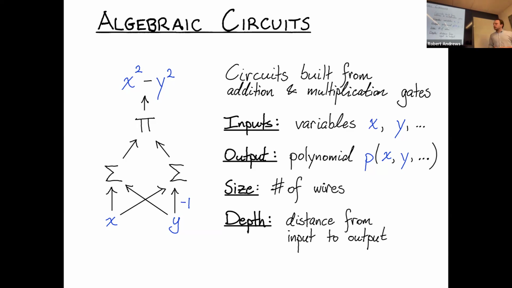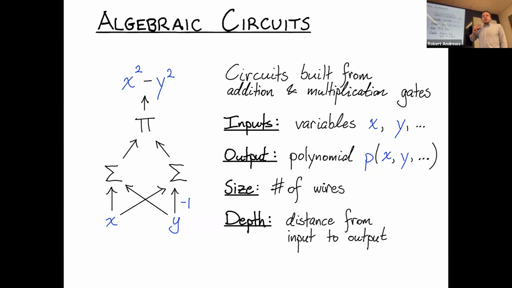As far as parameters of these circuits, we'll be concerned with their size, which is the number of wires in the circuit, and also their depth, which is the length of the longest path from an input to an output. I'll be talking about low depth circuits, so I'm okay with unbounded fan-in. You can also restrict these to have fan-in two if you like. So these are the things that we want to look at as far as computation is concerned.